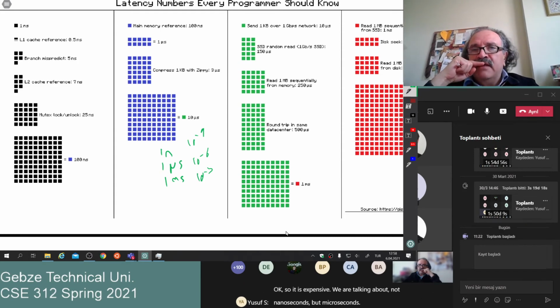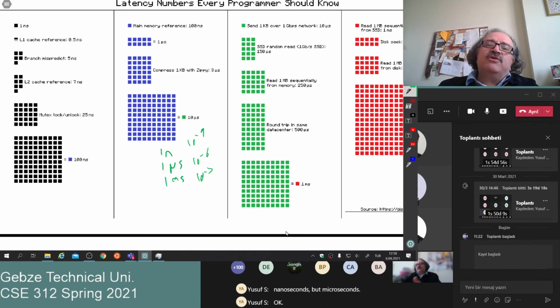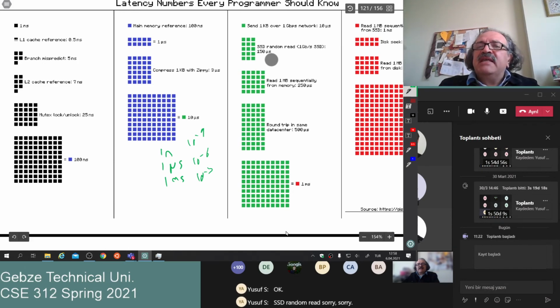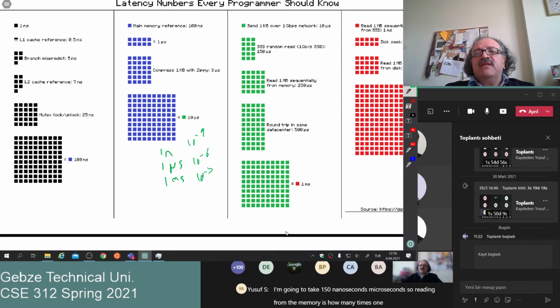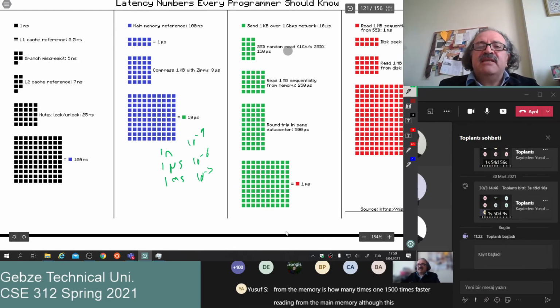Okay, SSD random read. Sorry. Just read the minimal amount of data from SSD. Okay, it's going to take 150 microseconds. So reading from the memory is how many times? 1,500 times faster reading from the main memory. Although this is a solid state, their technologies are different, and you need to go through the bus.